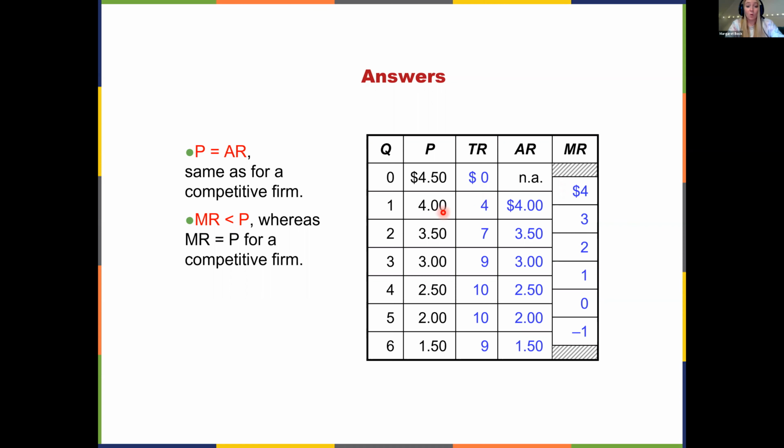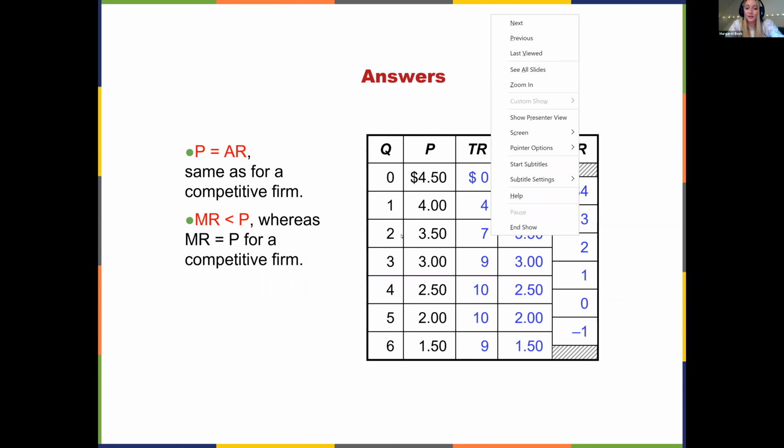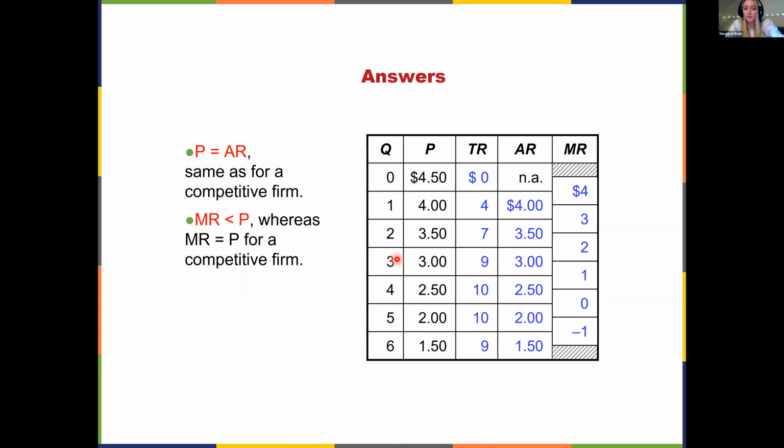If we move from selling one thing to selling two things, we move from bringing in $4 to bringing in $7. So moving from one item to two items brought in $3 extra for this monopolist. If we sell one more item, going from 2 to 3, we move from 7 for our total revenue to 9. So going from 2 to 3 brought in $2 extra in revenue.